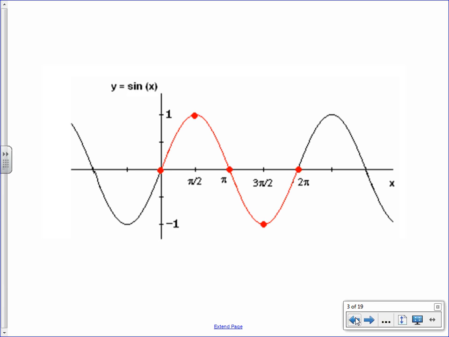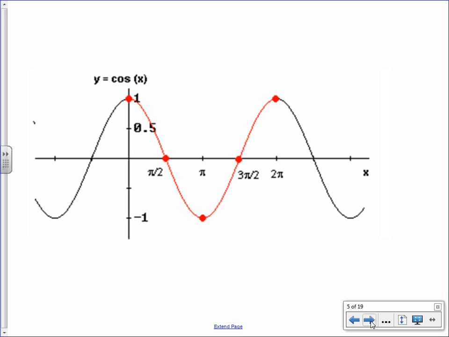You can think of it as the height from the middle of our graph to the top. That has a height of 1. If we look at the cosine parent function, this also stretches from a height of 1 to a height of -1. So that total height is 2, which means our amplitude is half of that, 1.